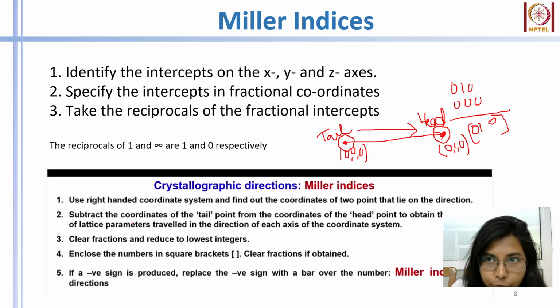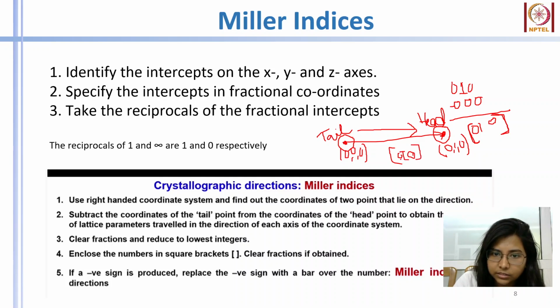What I have to do is subtract the coordinates of the tail point from the coordinates of the head point. So I will write the head point. This is 0, 1, 0, and then this is 0, 0, 0. And then I will subtract. 0 minus 0 is 0. If I subtract 0 from 1, I will get 1. Then 0 from 0 is again 0. So this becomes my direction. This is my [0 1 0] direction.